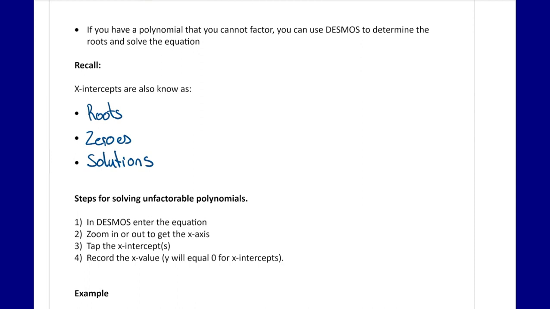In Desmos, you're going to enter the equation, and you zoom in and out to get the x-axis. So you basically find where the function crosses the x-axis. Tap the x-intercepts to find what the points are, and record the x value. Because they're x-intercepts, the y value should always be 0, so we're only concerned about the x value.